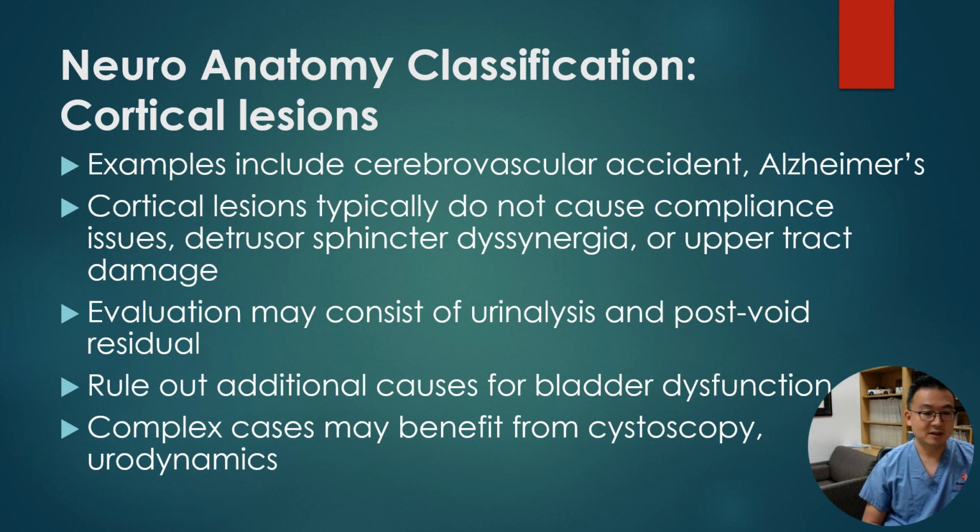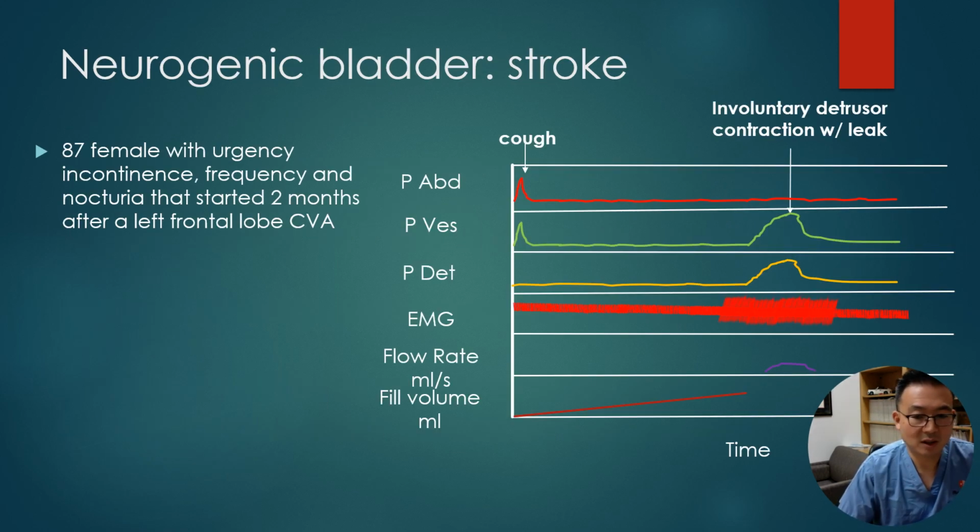You want to rule out additional causes for bladder dysfunction, and although not necessarily complex cases, may benefit from cystoscopy and urodynamics. So here we have an example of the urodynamics from a patient with a neurogenic bladder who suffered a stroke. So in an 87-year-old female with urgency incontinence, frequency, and nocturia that started 2 months after a left frontal lobe stroke, I just wanted to show an animation of what urodynamics may show.